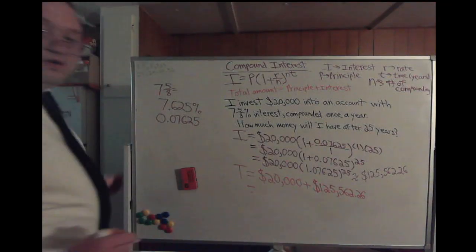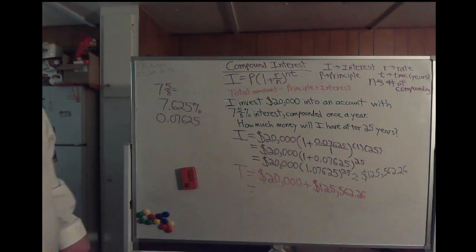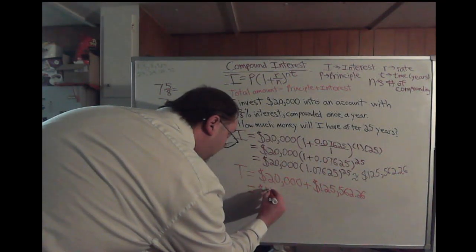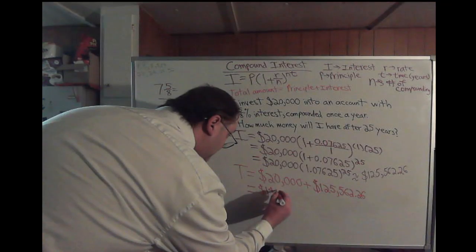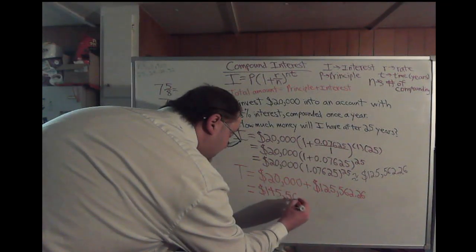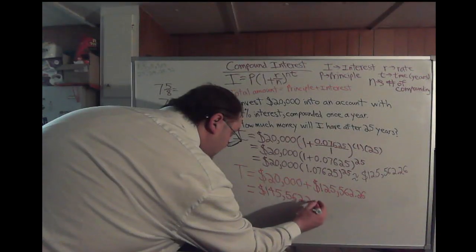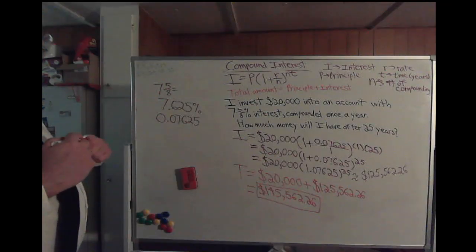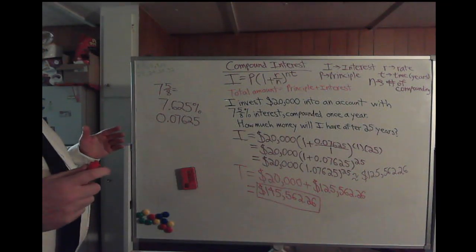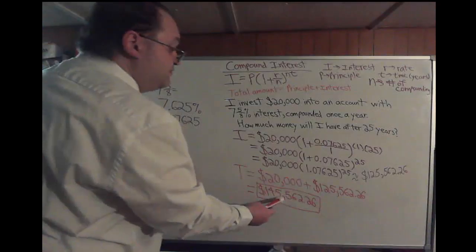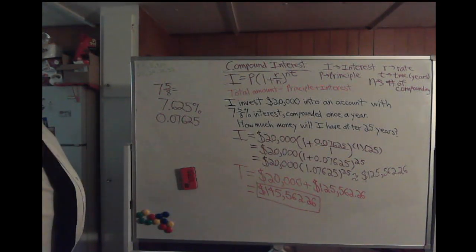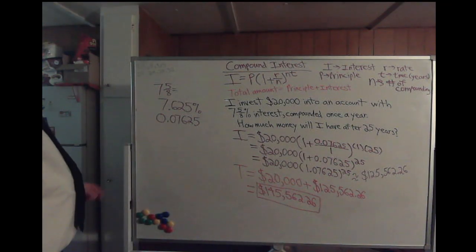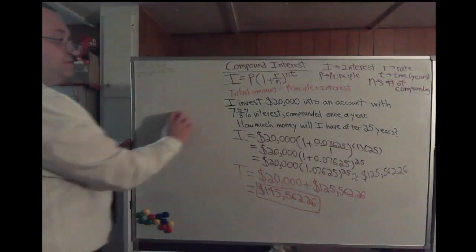Adding those together, make sure you all could see it still. Okay, very good. Add those together, you'll end up getting a total of $145,562.26. So what started out as an investment of $20,000 into my account 25 years ago has now turned into $145,562.26. Not bad. All right, I do have more examples here. I've got 3 more problems and that'll be it for the lesson.